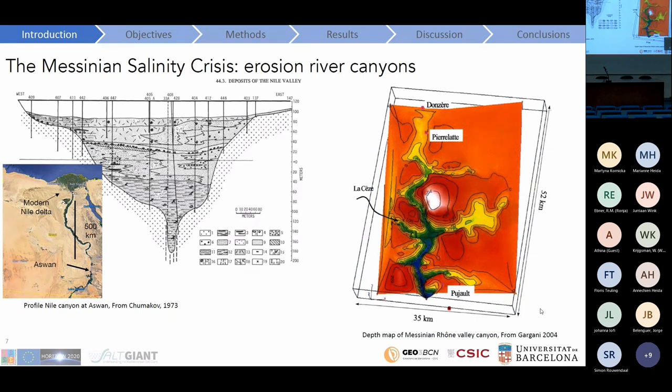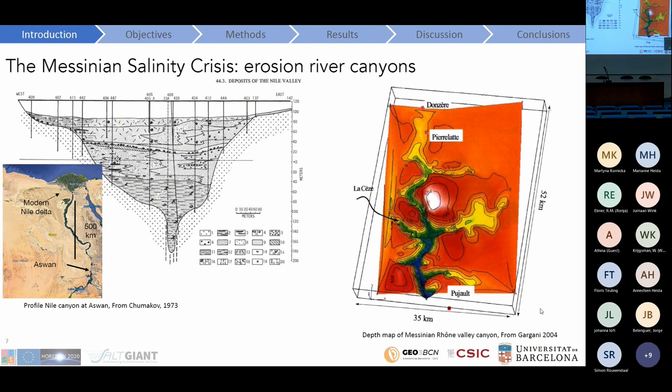And a very famous example is the Nile Canyon incision that has been proposed to have taken place all the way up to the Aswan Dam, based on these boreholes that were done during the construction of the dam there. And this is 1,000 kilometers upstream of the current coastline. And here it was proposed that we have a Messinian incision and then a marine incursion where marine fossils would have been identified in the Pliocene sediments here.